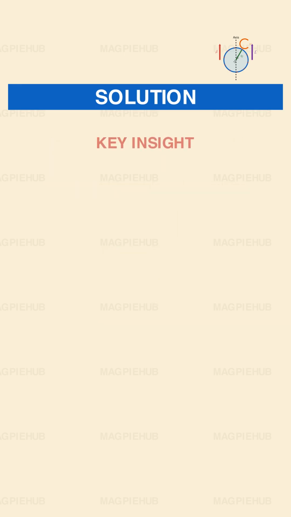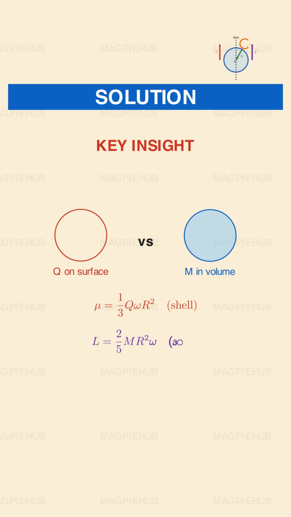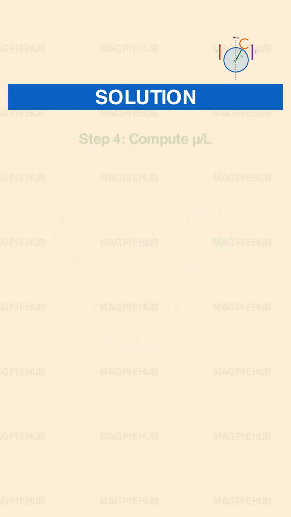This is the crucial insight of this problem. The charge is only on the surface, so the magnetic moment uses the shell formula. But the mass fills the entire volume, so the moment of inertia uses the solid sphere formula. This mismatch between charge and mass distributions is what makes alpha not equal to 1. Now let us compute the ratio.